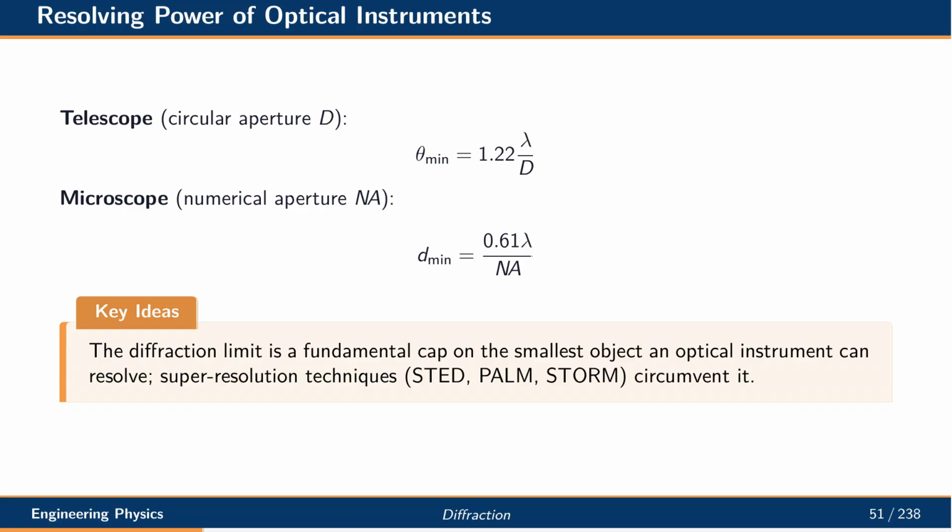Diffraction limits the resolving power of every optical instrument. For a telescope with a circular aperture, the minimum resolvable angle is 1.22 times wavelength divided by aperture diameter. For a microscope, the smallest resolvable distance is 0.61 times wavelength divided by numerical aperture. This diffraction limit is a fundamental cap, although modern super-resolution techniques like STED, PALM, and STORM cleverly circumvent it. These advances have revolutionized microscopy.